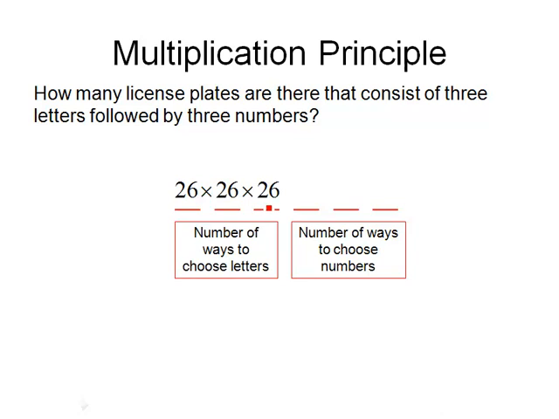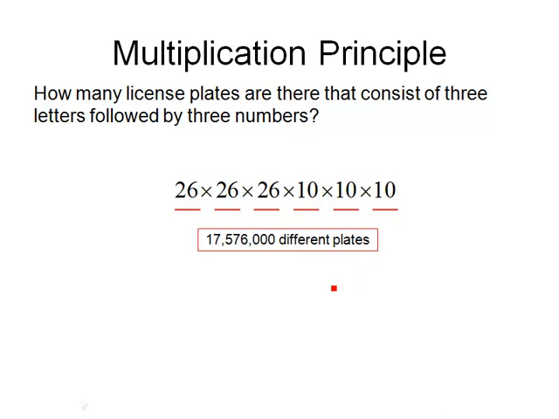It's a lot like the previous example. Now when we choose our numbers, we have 10 numbers to choose from. So 10 times 10 times 10 tells me the number of ways to choose those 3 numbers. That means the total number of different plates is 17,576,000. Now some states like California don't use this because they ran out of this number of plates years and years ago.